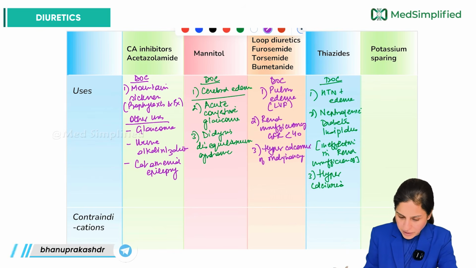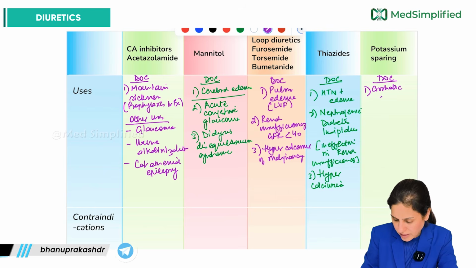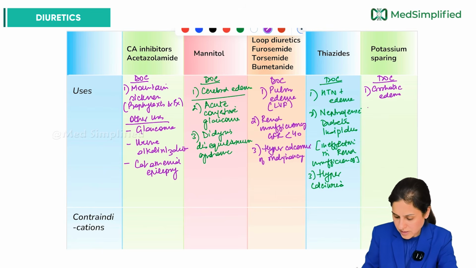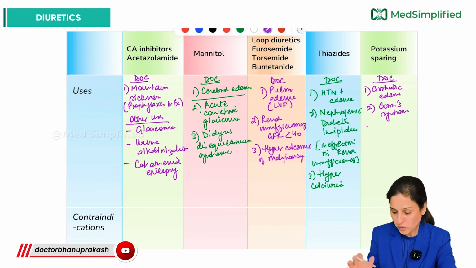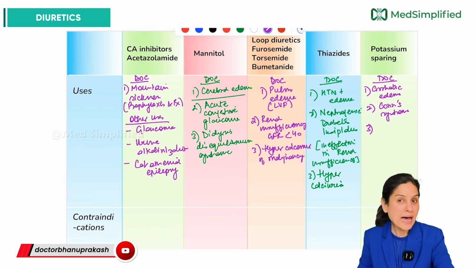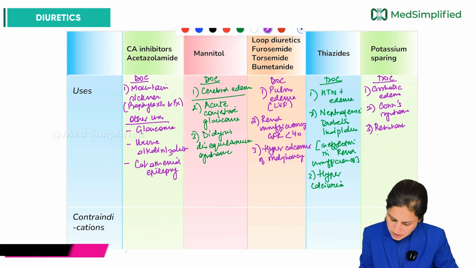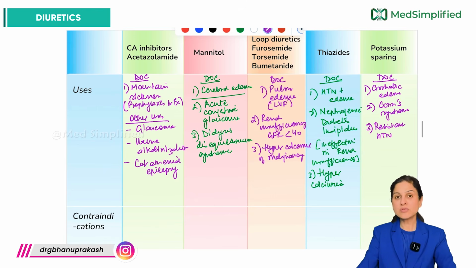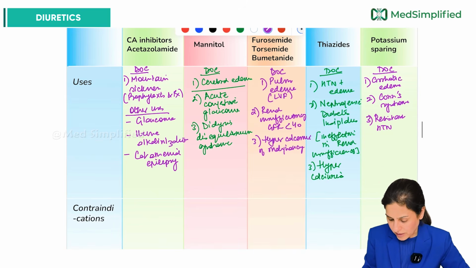Then we have the potassium-sparing diuretics. Where are they used? They are drug of choice in number 1, cirrhotic edema, because there is a lot of aldosterone present here. Number 2 is Conn syndrome, which is also called hyperaldosteronism, where there is more aldosterone in the body. Then we have resistant hypertension, where the patient is resistant to at least 3 antihypertensive drugs, one of which must be a diuretic. So it can be given in resistant hypertension also. Very important.